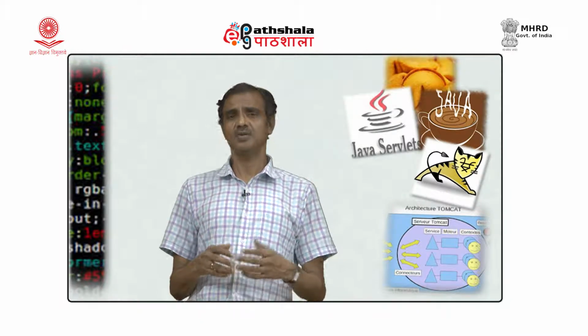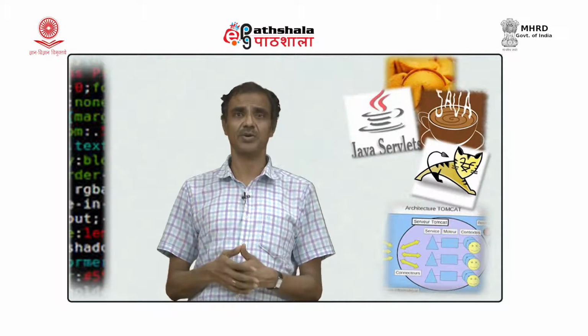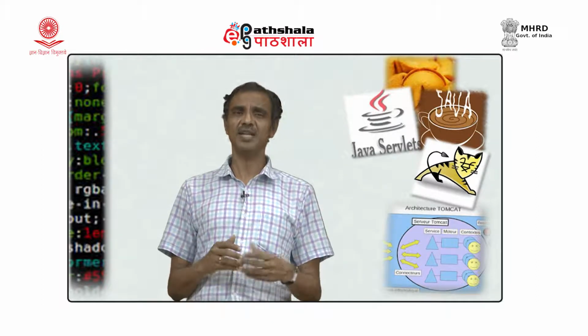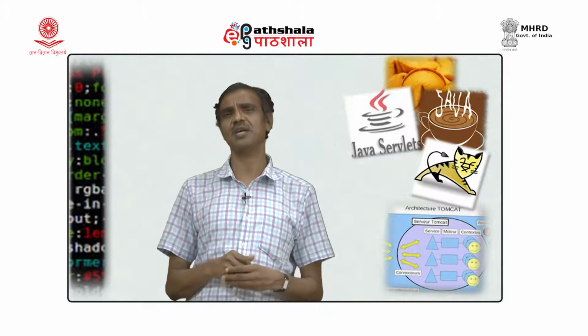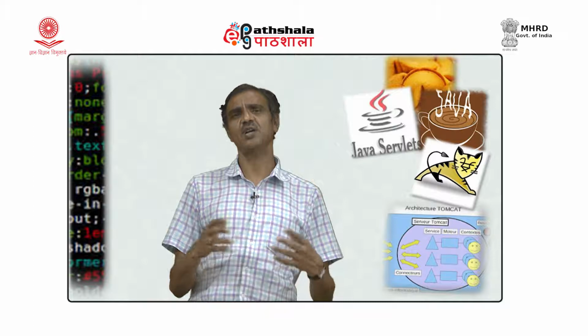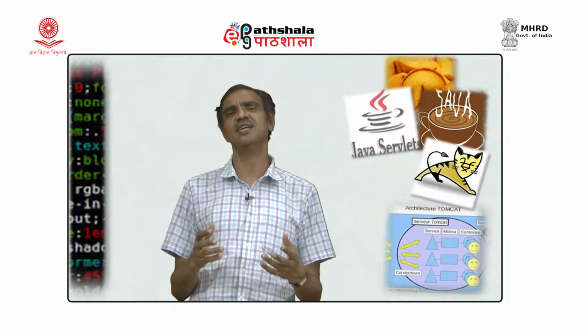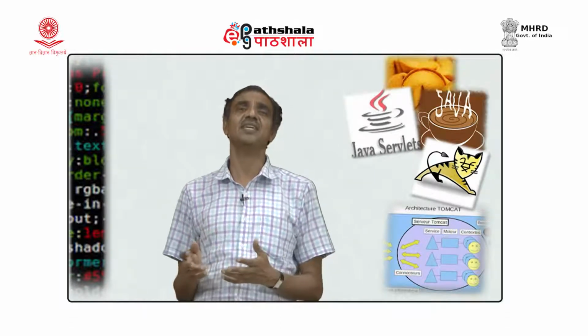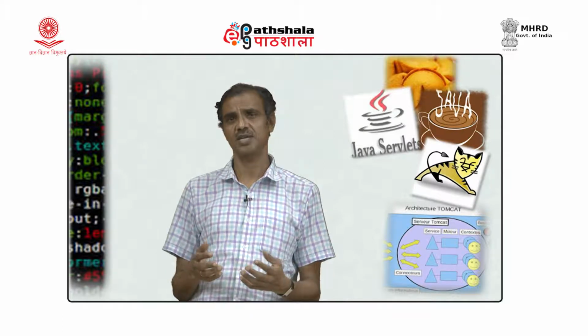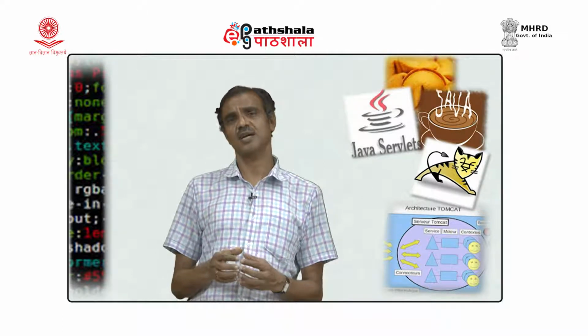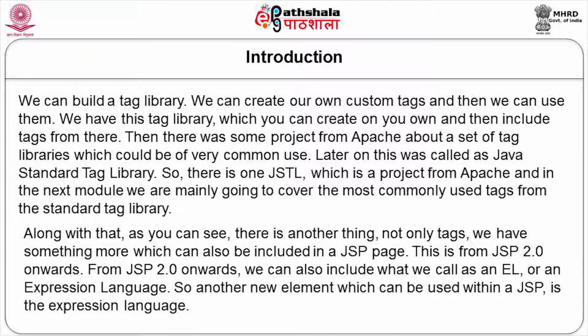So we have this tag library which you can create on your own and include tags from it. But there was also a project from Apache about a set of tag libraries which could be commonly used, and later on they called it the Java Standard Tag Library, JSTL. The subsequent module is going to cover the tags most commonly used from that standard tag library.